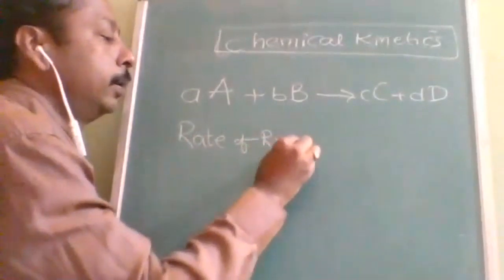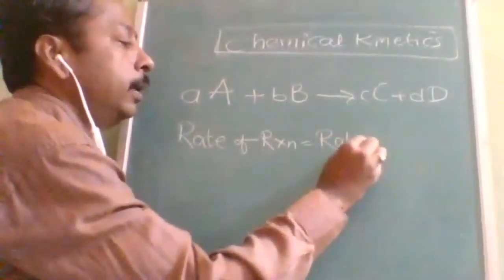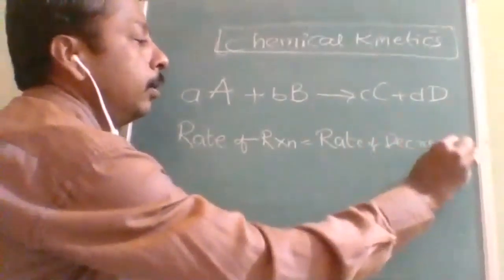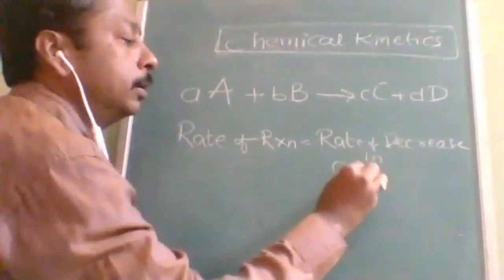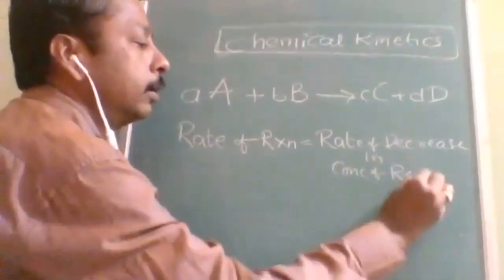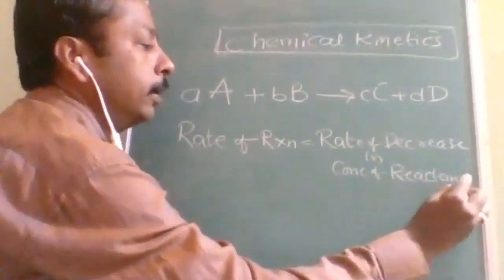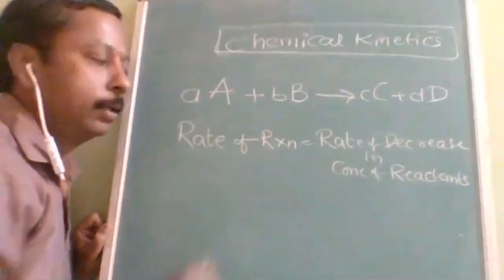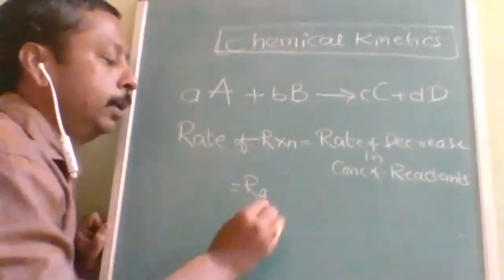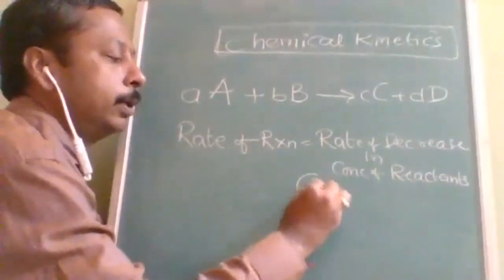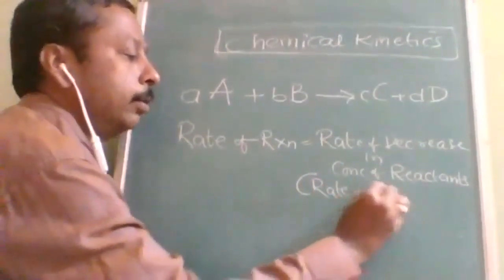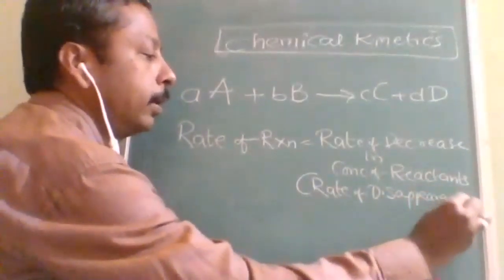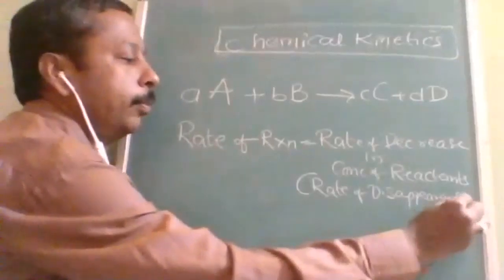Rate of reaction is equal to, first, the rate of decrease in concentration of reactant. First thing is the rate of decrease in concentration of reactant. Otherwise, we can also say this is called the rate of disappearance. What is it called? Rate of disappearance. Okay, this is the rate of disappearance.